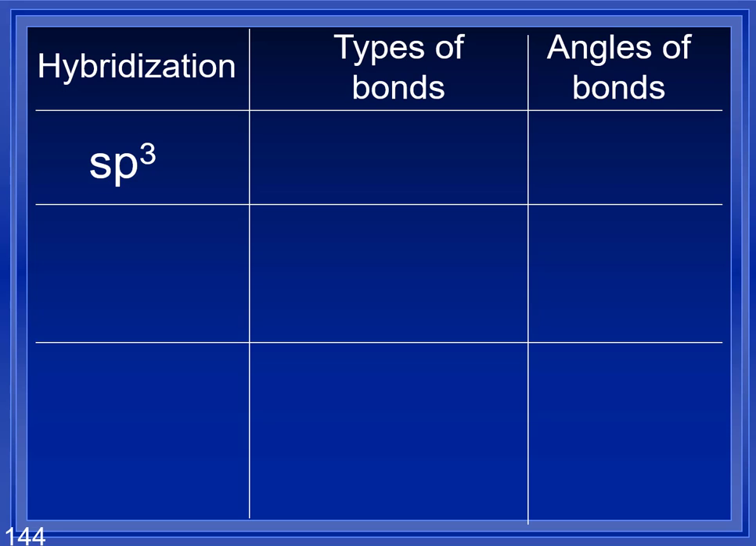So hybridization. If the hybridization is sp3, what types of bonds are you going to have? They're going to be all single. Another way of looking at it, they're going to be all sigma. All single bonds, they're all sigma bonds. And the bond angle is going to be 109.5.